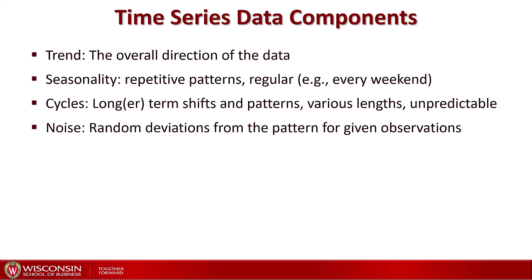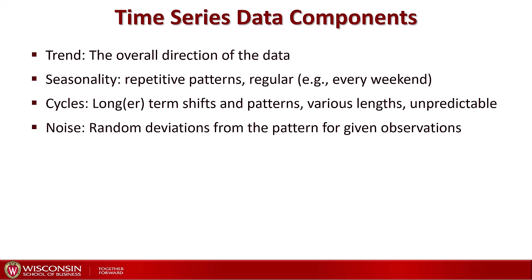Then the second important pattern is a seasonality pattern. These are very repetitive patterns and they are regular, they are predictable. For instance, if we look at attendance at the business school, we can see that every weekend there are fewer students in the business school. This is very regular, every 7 days, and this is predictable. This is a seasonality pattern.